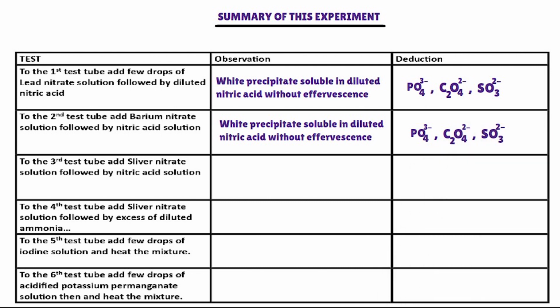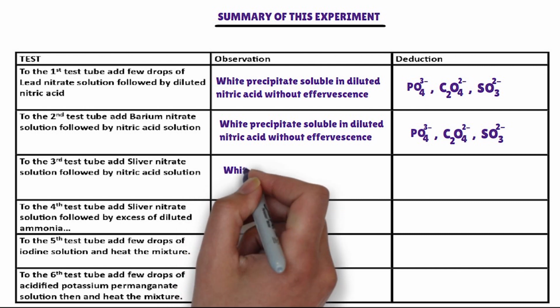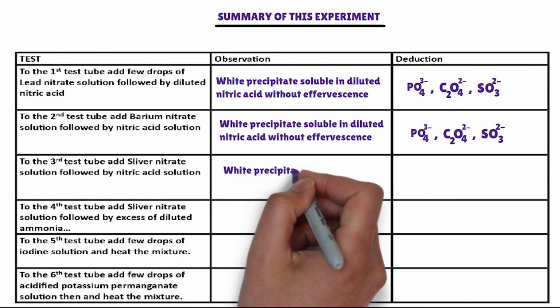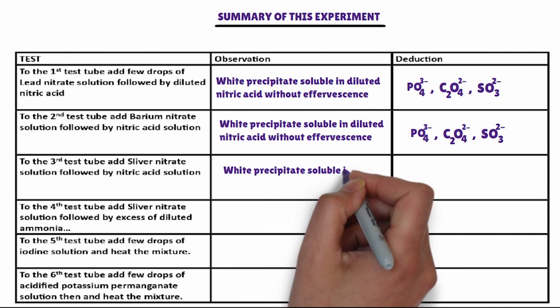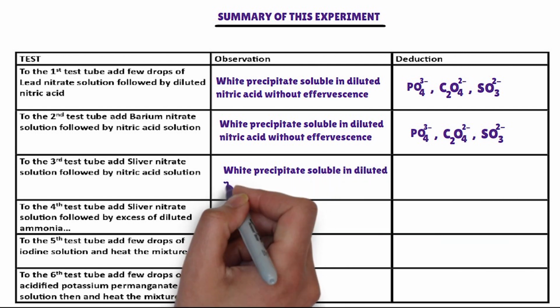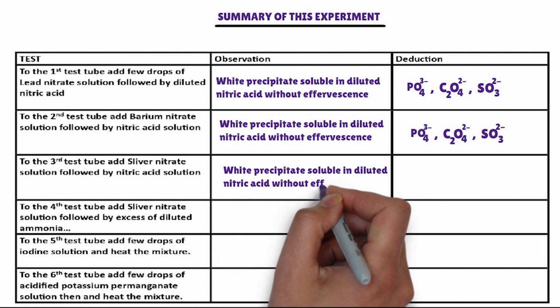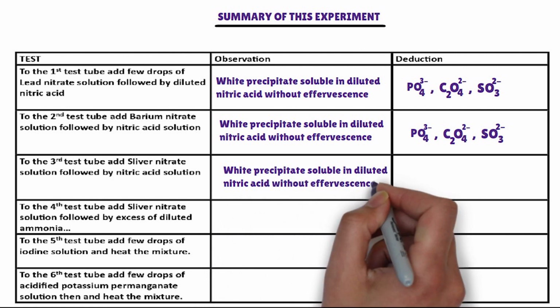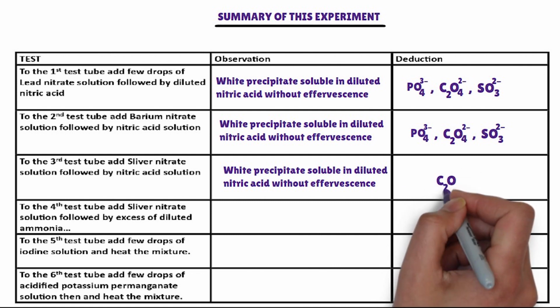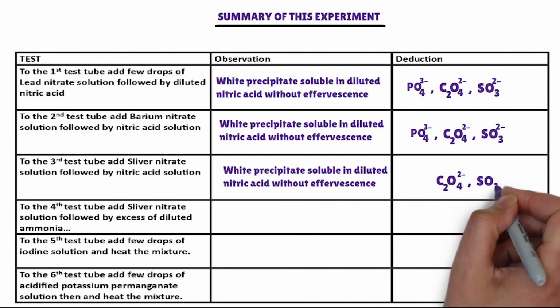To the third test tube, silver nitrate solution is added, followed by diluted nitric acid. The anions from above list that react with silver nitrate to form white precipitate, and the precipitate formed is soluble in nitric acid without effervescence. The anions are oxalate ion and sulfite ion.